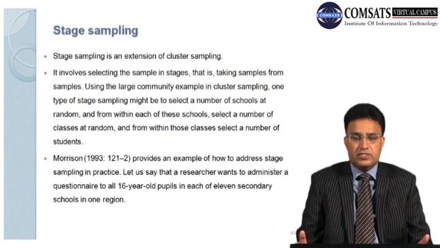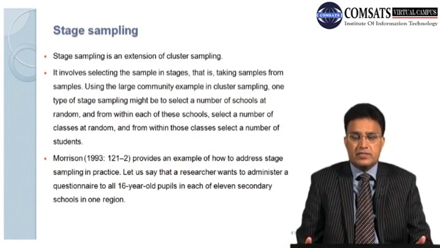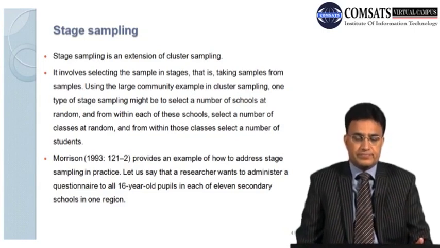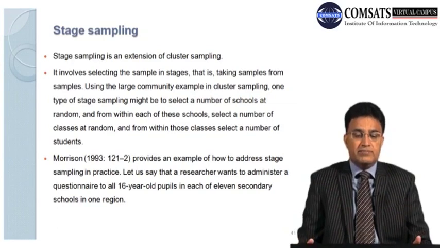Using the large community example in cluster sampling, one type of stage sampling might be to select a number of schools at random, and from within each of these schools select a number of classes at random, and from within those classes select a number of students. Morrison, in his work in 1993, provides an example of how to address stage sampling in practice.